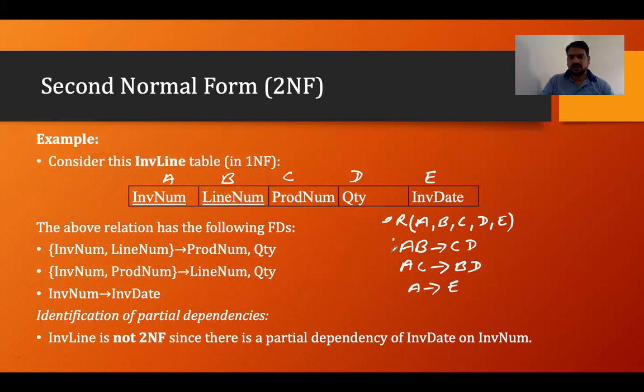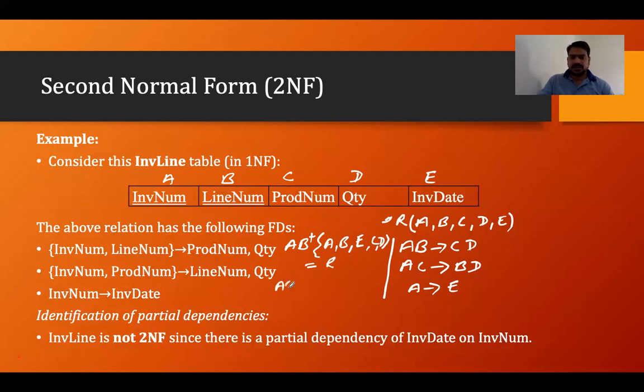Let's find the closure of AB first, because this is the first functional dependency we have. Now A is determining something. Yes, A is determining E. A and B together are determining something. Yes, they are determining C and D. As you can see, this is equal to R. So I can say that AB is a candidate key.